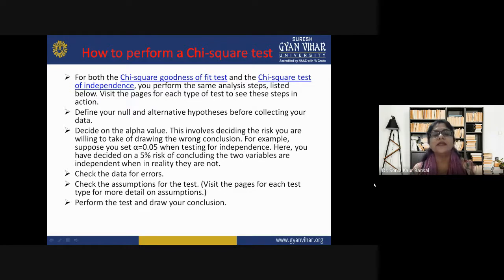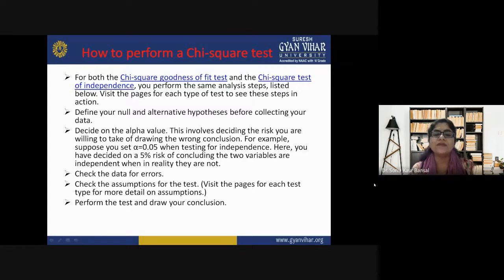Then decide on the alpha value. This alpha value involves deciding the risk you are willing to take of drawing the wrong conclusion. For example, suppose you set an alpha value of 0.05 when testing for independence, a relation between two variables.